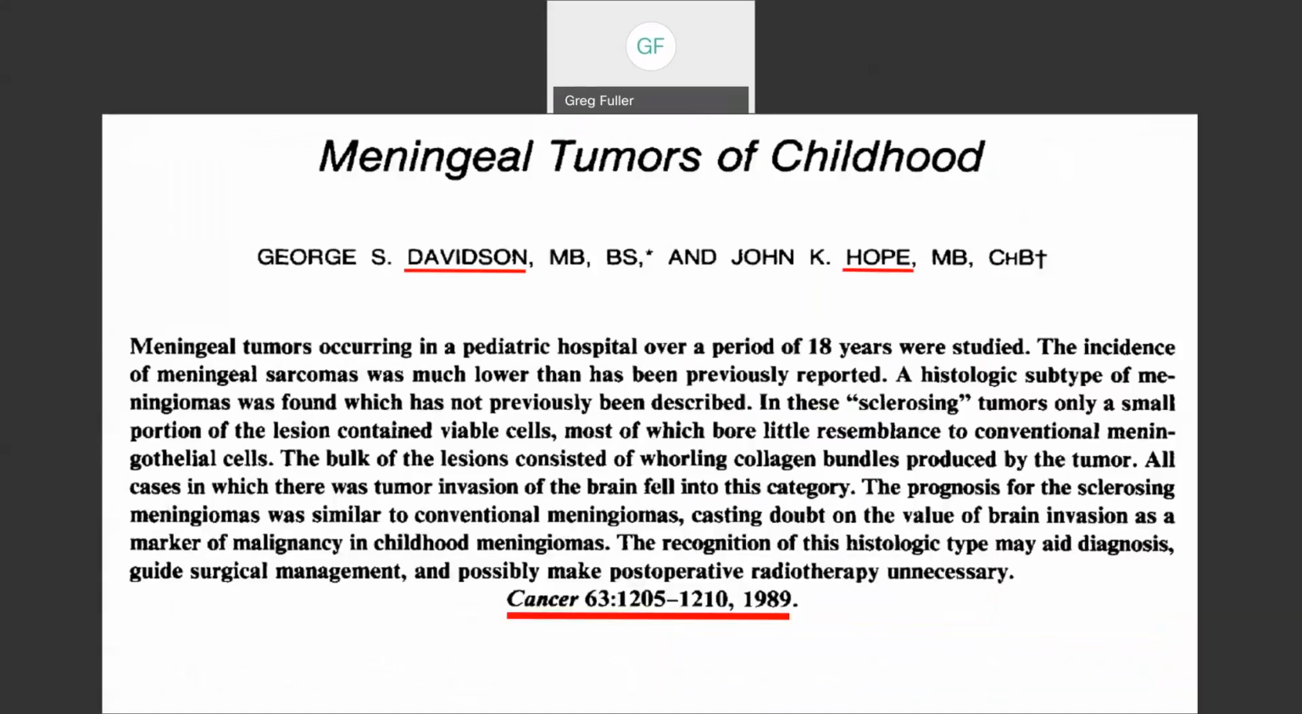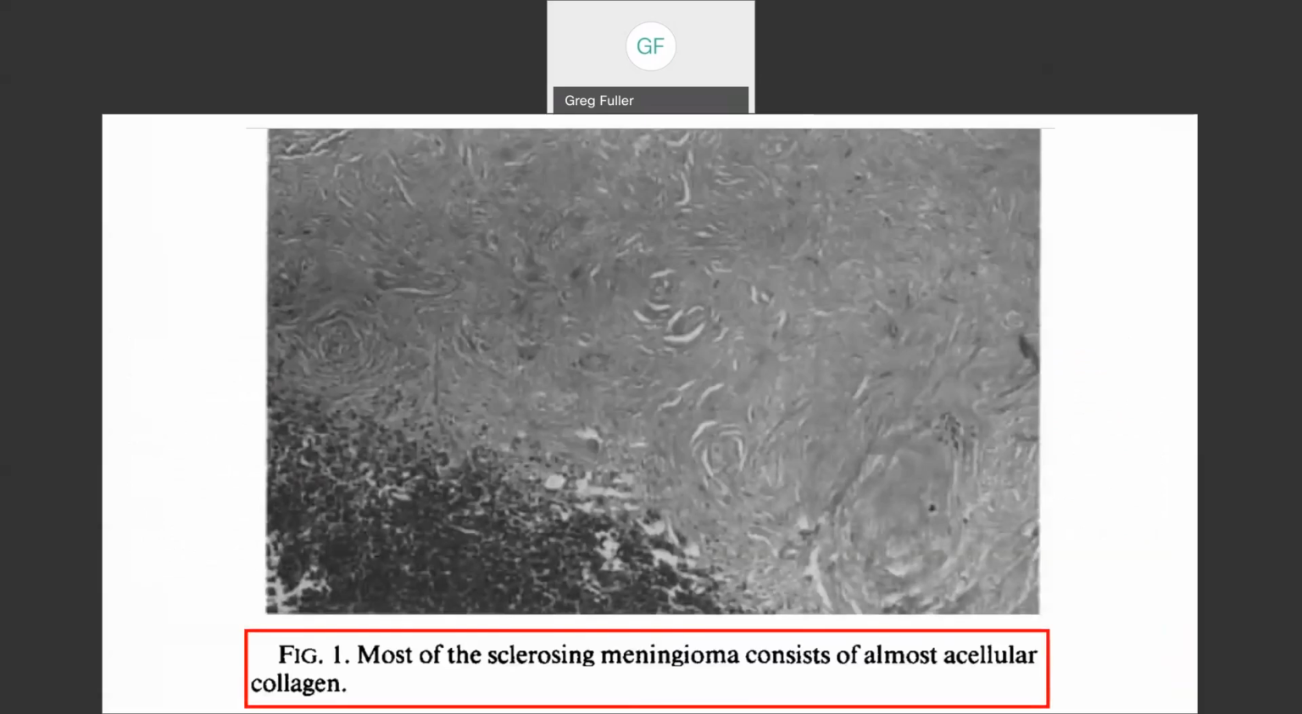All right, what's the locus classicus? Locus classicus, Davidson and Hope, Cancer, 1989. Meningeal tumors, meningiomas in childhood. Look at figure 1.